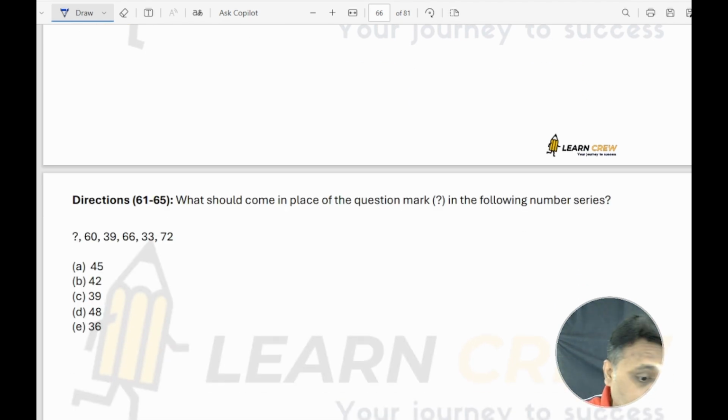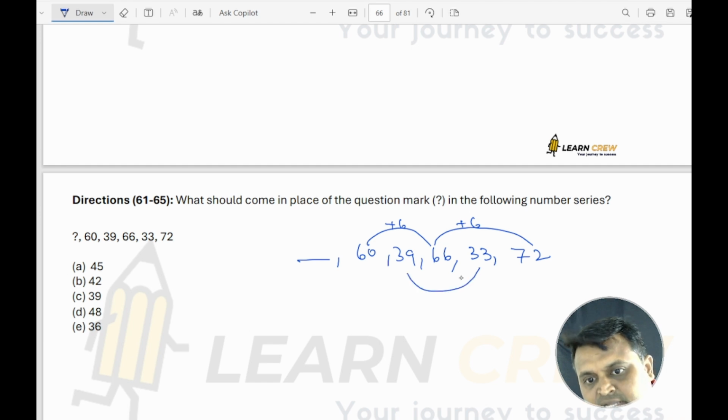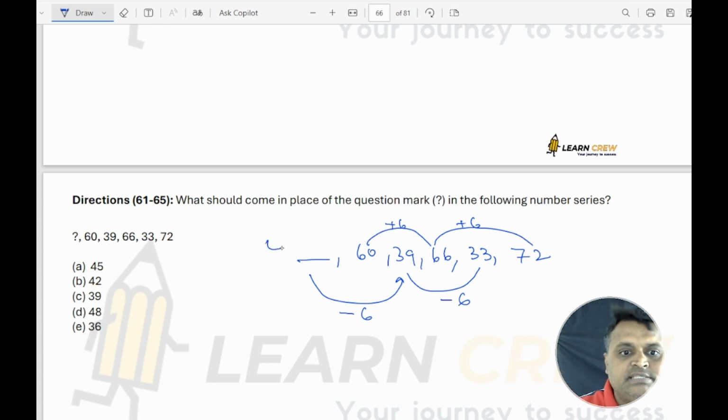Next, missing term: 60, 39, 66, 33 and 72. So what is the observation here? You can say 60, 66, 66, 72. So here there is an alternate difference of 6: 39, 33. So it is minus 6. So here it has to be minus 6. Something minus 6 has to be 39. So the answer is 45. 45 minus 6 is 39.